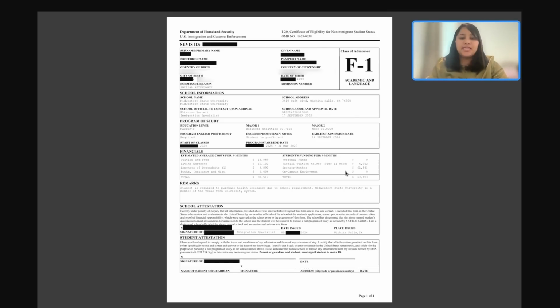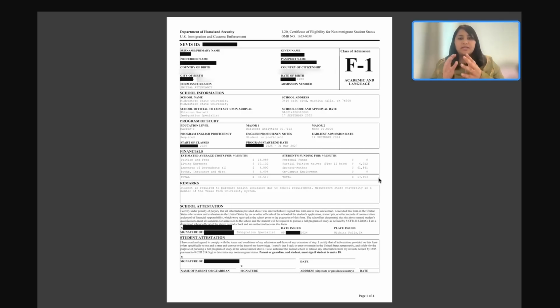The second column is the funding. Now this is more important, and this is where you have complete control. So this column basically indicates how you're taking care of the expenses which have been indicated in the first column. And these numbers are those which you have submitted to the university during the time of applying for the I-20.